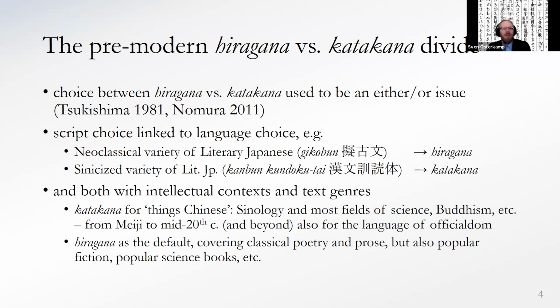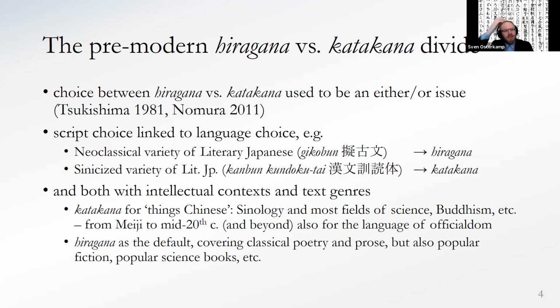So for instance, the neoclassical variety of literary Japanese was virtually always written in hiragana plus Chinese characters, whereas the sinicized variety of literary Japanese used katakana instead. Again, plus Chinese characters, a lot of them actually. In other words, the latter variety of literary Japanese, the sinicized variety, which was shaped by translations from Chinese to Japanese, remained to be written in katakana, and thus in the kind of kana that originated from the same context, the glossing of Chinese texts. Both script and language choice in turn also correlated with intellectual contexts and text genres.